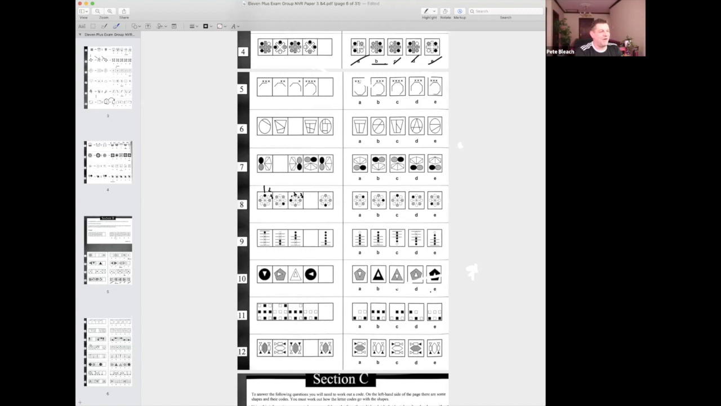Now, the problem you've got is the X's. Can you see the X's start from the right-hand side? If they start from the right-hand side, you're really close. It is either E or B, but which one is it? B. Yeah, well done.